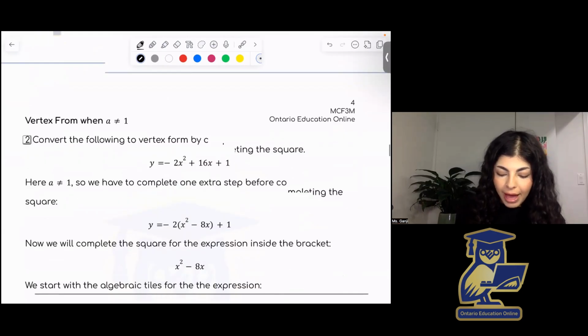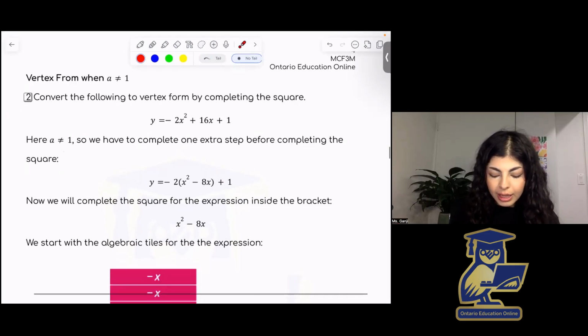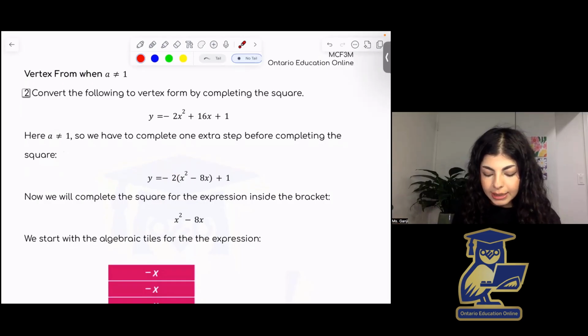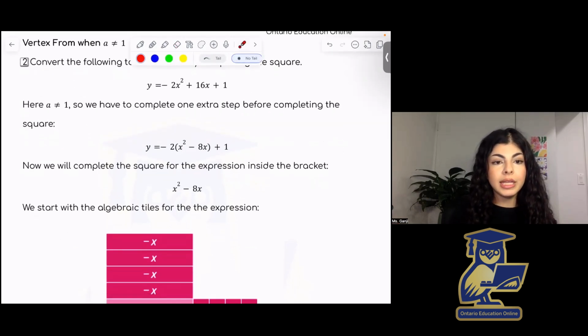So you would be factoring, but only from the first two terms. We only care about the x squared and the x term, and anything else after, we'll just add as we need. So factoring that negative 2 out, we get x squared minus 8x. And double check that if you multiply and distribute this through, you get negative 2x squared plus 16x, and that plus 1 will just stay there for now. So now we want to complete the square for this binomial, which is x squared minus 8x. And for now, we will ignore that negative 2 and the plus 1. We'll come back to it.